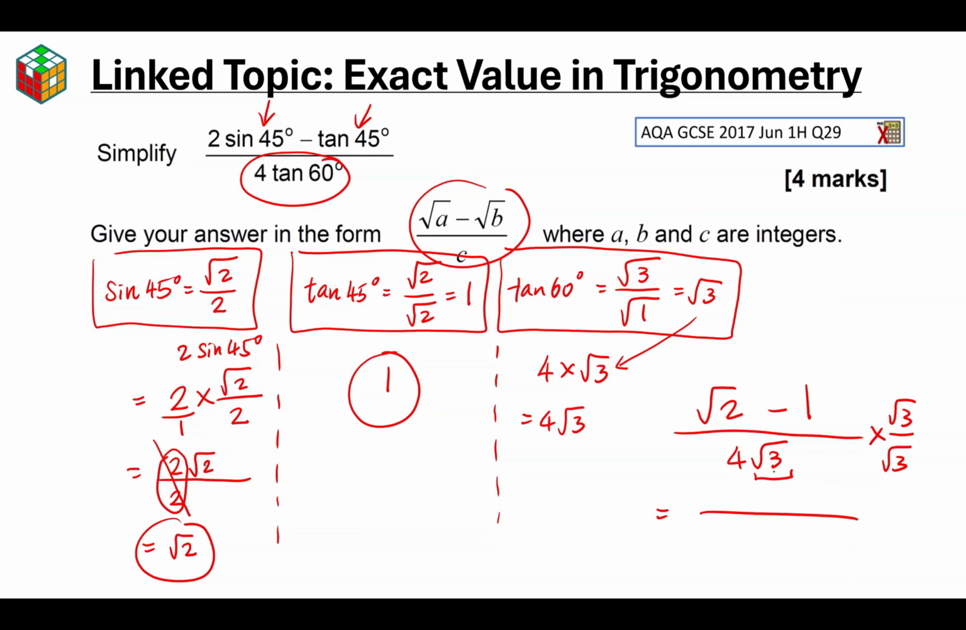Then 4 times root 3 times root 3 means 3. 4 times 3 is 12. This part is going to be times everything there. So root 3 times root 2, take away 1. Expand it. That is going to be root 6, take away root 3. And that looks like the answer. And that is your answer: root 6, take away root 3, divided by 12.